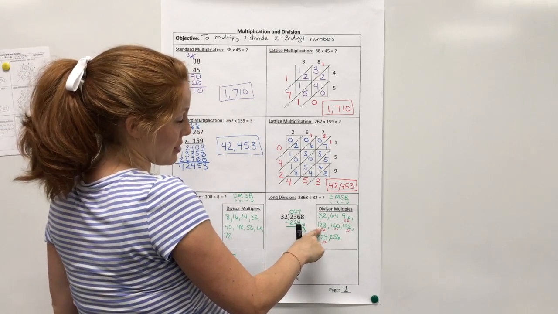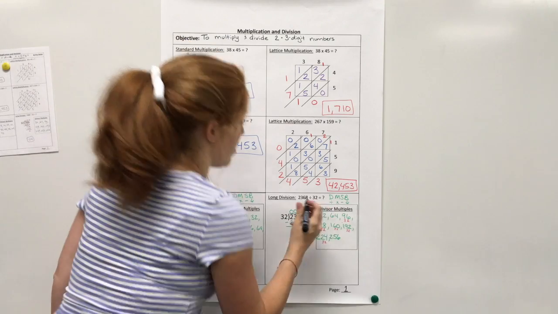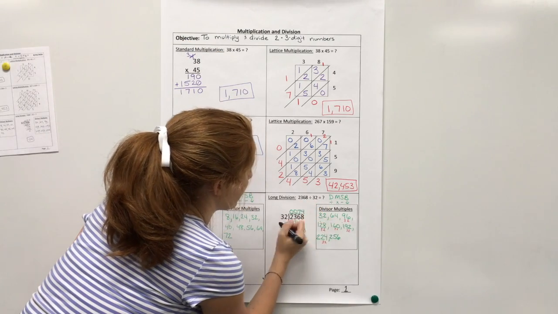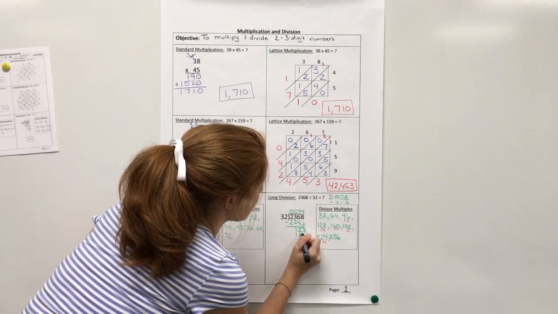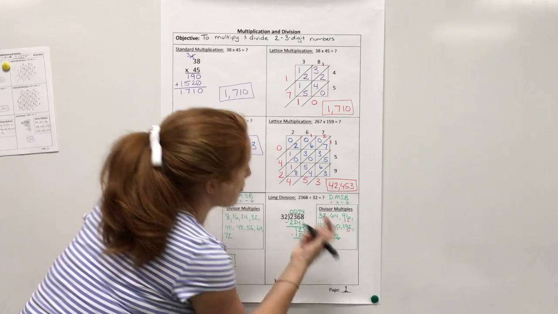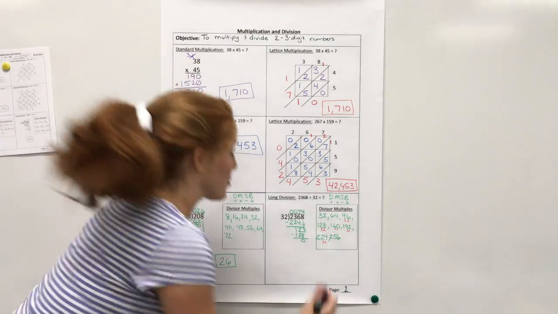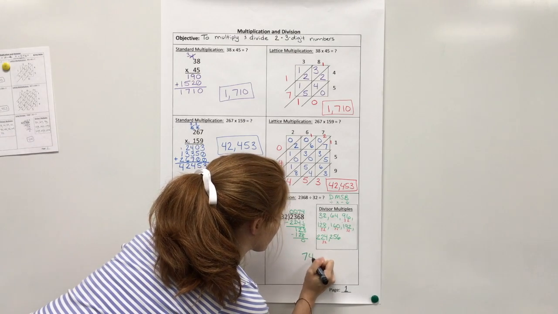Next I would bring down 128. Well, perfect, because I see it. So 1, 2, 3, 4. That goes in 4 times. I multiply, which gives me 128. I subtract, and there's nothing left to bring down. So my answer is 74.